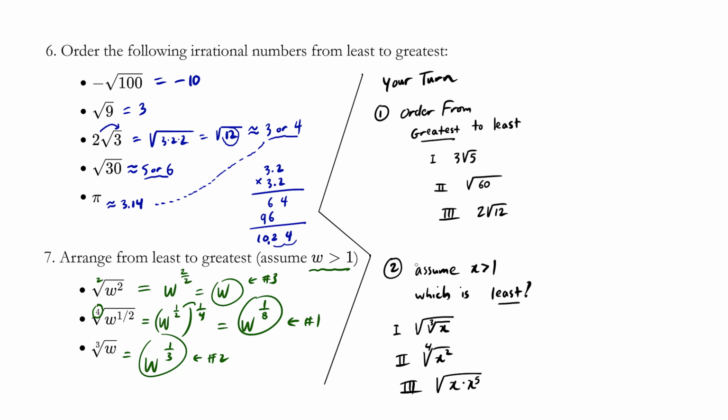Number 2, assume that x is greater than 1. Which is the least? The first choice is the square root of the cube root of x. Choice number 2, the fourth root of x squared. And choice number 3, the square root of x times x to the 5.